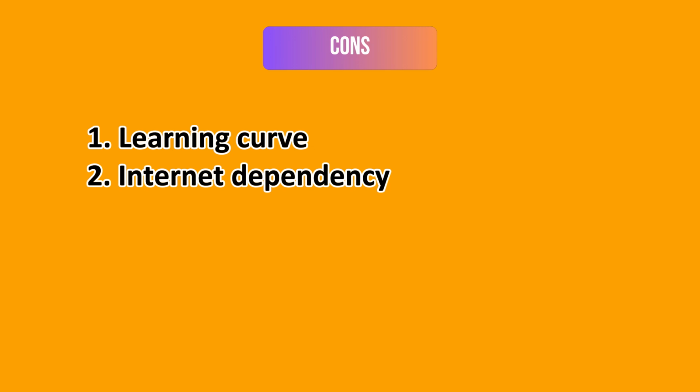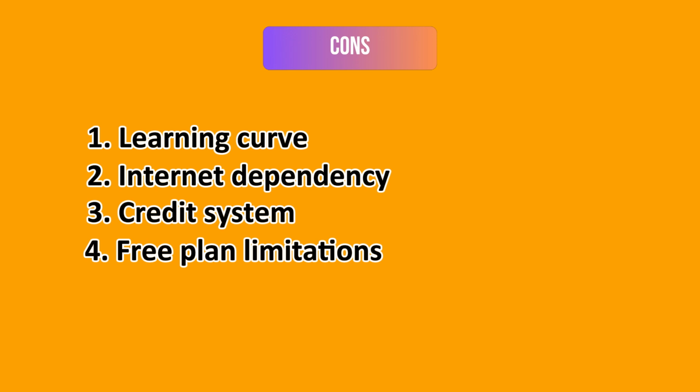And on the cons, you have the learning curve. With its wide range of features, new users might need some time to get familiar with its capabilities. But if you're a ChatGPT user or another AI user, it shouldn't be a hassle. And with any AI, you have internet dependency. Like most AI tools, it requires a stable internet for optimal performance. Then you have the credit system. Some of the more advanced features operate on a credit system, which can be a limitation for very high-value users on lower tier plans. The free plan, while great, has its limitations, as most of the powerful features are reserved for paid subscribers.